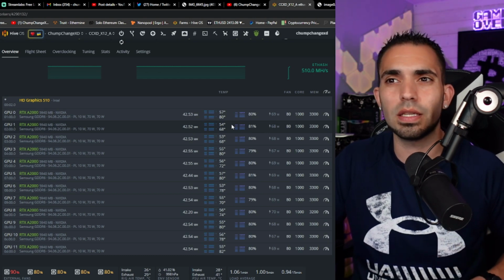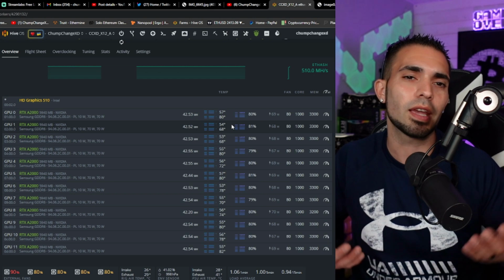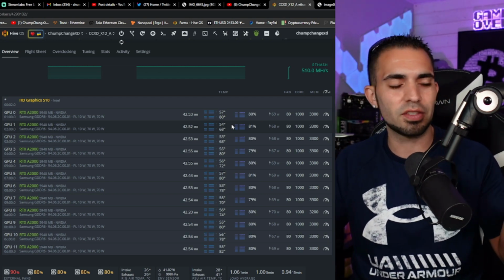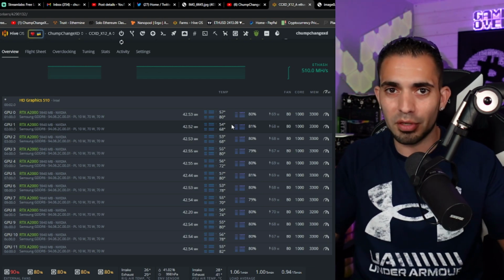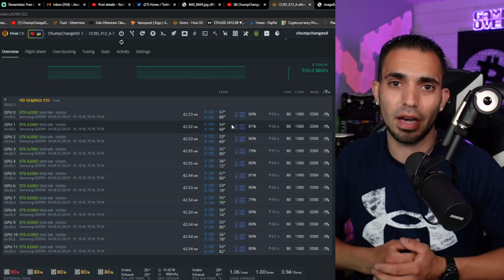So spending the $18 or whatever it may be to buy one of these copper shims, think about the price of thermal pads over a copper shim. Thermal pads you're going to replace in the next year. A copper shim you're just going to clean off and repaste it. In my opinion, it's worth buying the copper shim.